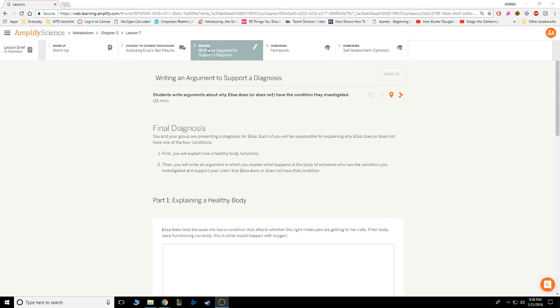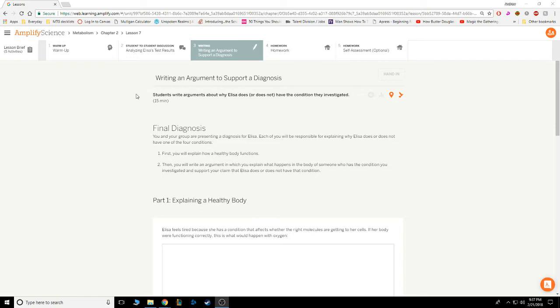Alright, welcome back for step 3, writing an argument to support a diagnosis. This will be the most crucial part of the lesson, as it will tell me just how much you've understood about the lesson and how much you've understood about your condition. Remember, it doesn't matter how smart you are if you can't prove it to me with your writing, because that's what I do the most reading about.